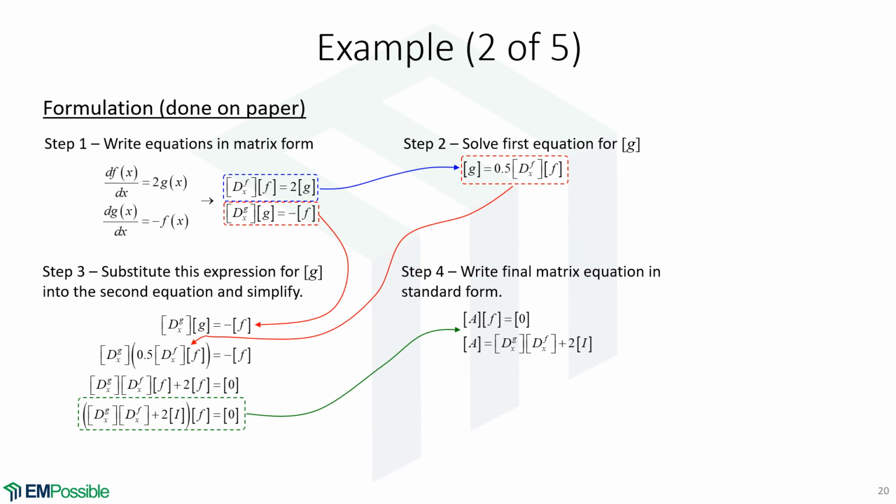Last step, I want to put that in its standard form, which is A f equals 0, and this is what A equals. We're multiplying two of our staggered derivative matrices together, plus 2 times the identity matrix. And with practice, going from these analytical equations to the standard form is very fast and easy. So we're done on paper. We didn't even really have to touch any finite differences. That is super cool. Let's go to the code now.